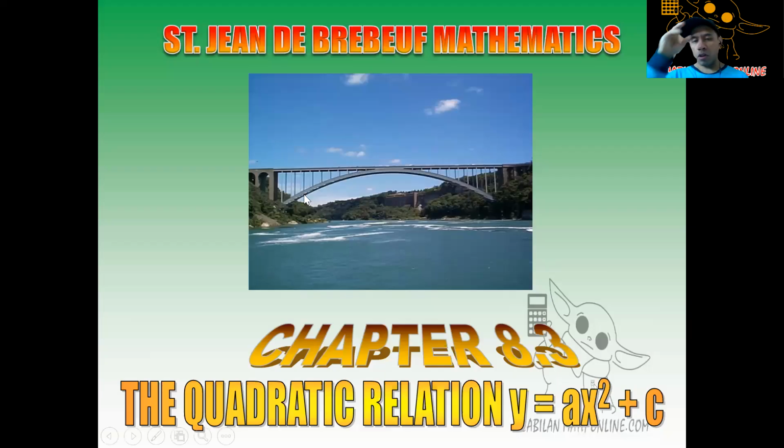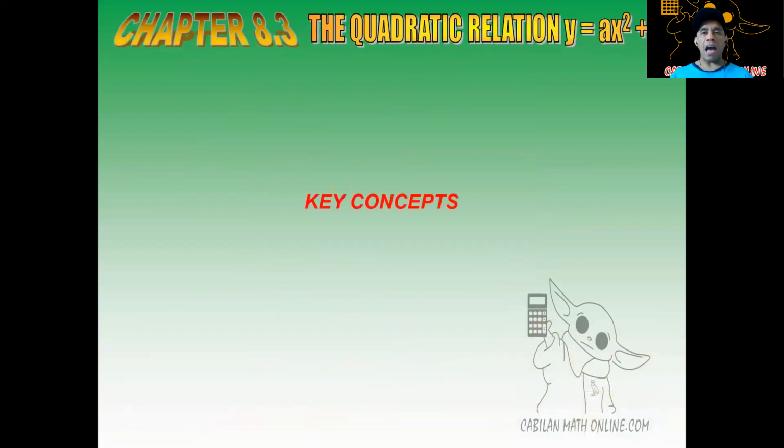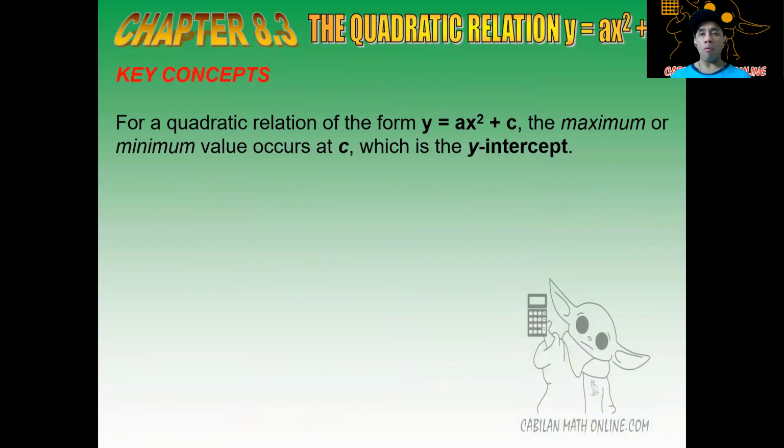Now you can see here, when we're looking at the quadratic relation, the third form that we're going to look at is a type of form where you have only two terms. Notice that what we have here is y equals ax squared plus c. So we only have the x squared term and a c term, which is the number on its own. Now, notice that this equation has an x and a y, but it also has an a and a c.